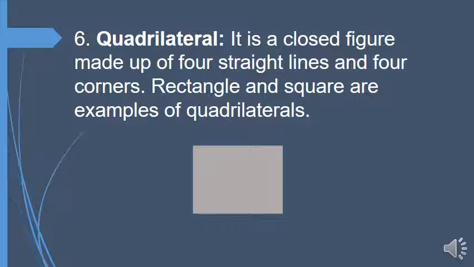You can see that all of the 4 lines and 4 corners have been made properly, so it means it is a quadrilateral figure. This is what a quadrilateral figure is, means it is a closed figure made up of four straight lines and four corners. Rectangle and square are examples of quadrilaterals. Be very careful while writing the spelling of it.